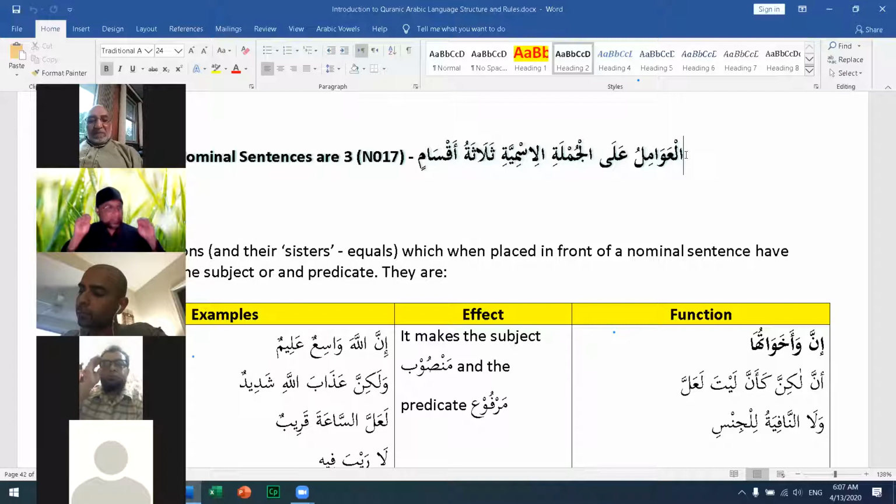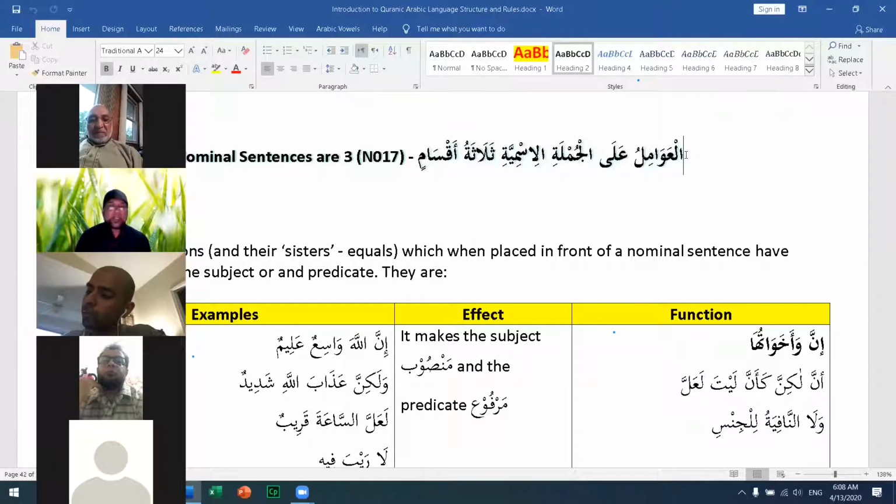So you just mention something, you say a word, اسم, and then after that, تخبرنا عن الاسم. You say something that is خبر, that gives us information about that اسم, about that mubtada. So it's made up of two parts. الجملة الاسمية تتكون من جزئين, المبتدأ والخبر. The nominal sentence is made up of two parts, the mubtada and the khabar.